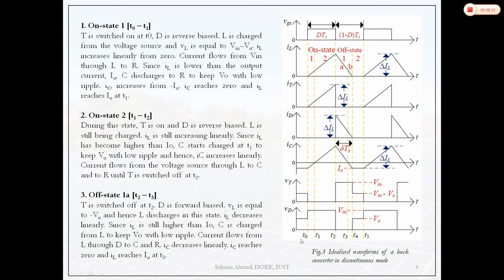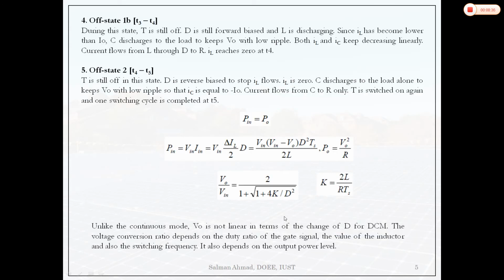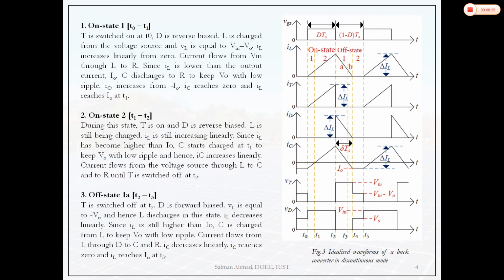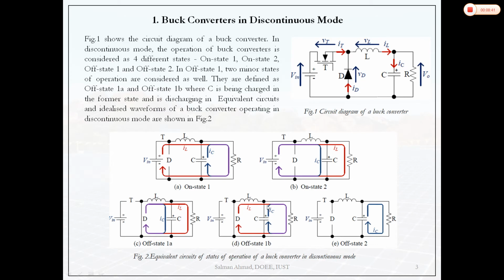Similarly for VD, you can see from here, once this switch is turned on, if we apply the KVL in this loop, the voltage across the diode will be V in. Here also it is V in, so in on state the voltage drop across the diode is V in. When the switch is turned off, the diode is conducting, so the voltage across this diode will be 0. Similarly in off state 1B, the voltage across this diode will be 0 because it is conducting.